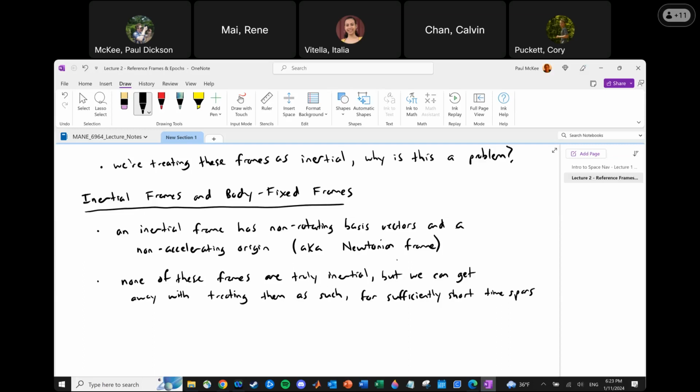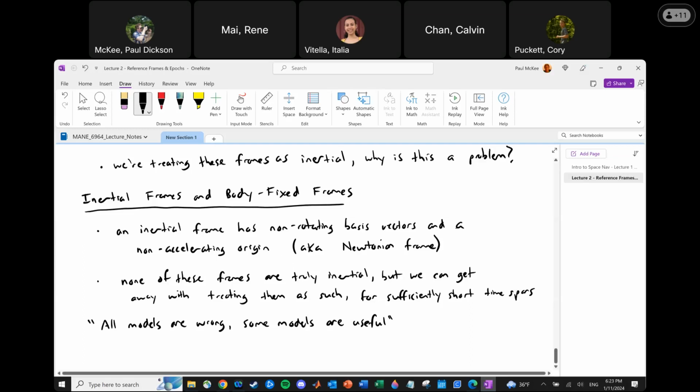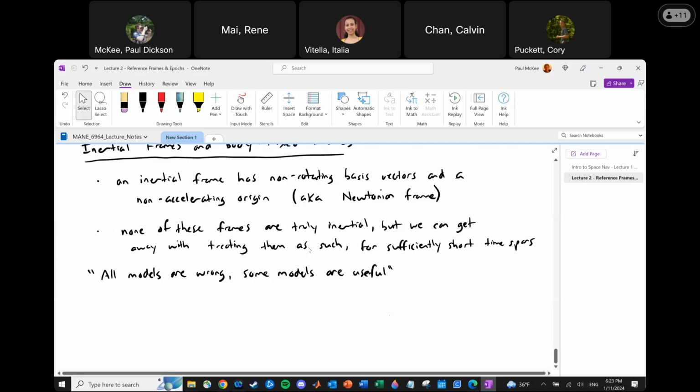So this is where we come to a quote, which I've heard somewhat recently, which I absolutely love. All models are wrong. Some models are useful. So this is where our engineering comes in. It's like, yeah, well, the center of the Earth is kind of not accelerating really. Over the time span of a couple of days, who cares? Really, it does matter, but we're going to say for now that it doesn't for the sake of our dynamics that we do in this class.